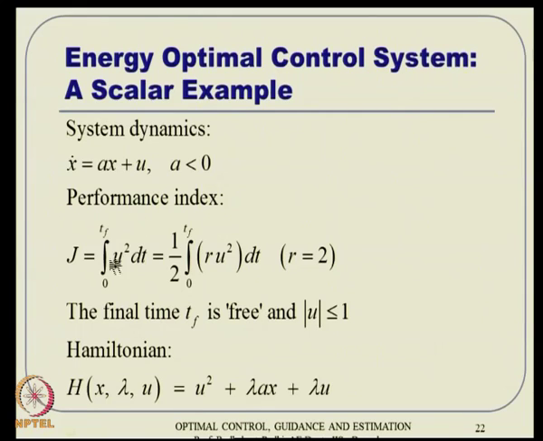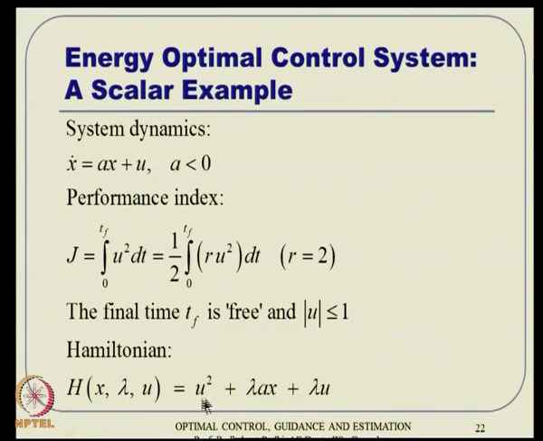Okay, anyway, performance index is like this. So, once you have u square dt, then R half, and you can put R equal to 2 actually. Okay. So, we have A is small a and B is 1, and Q is not there of course, and R is 2 basically. Okay. And Tf is free, and control is bound with absolute value of u being less than or equal to 1. So, that is the standard problem actually.